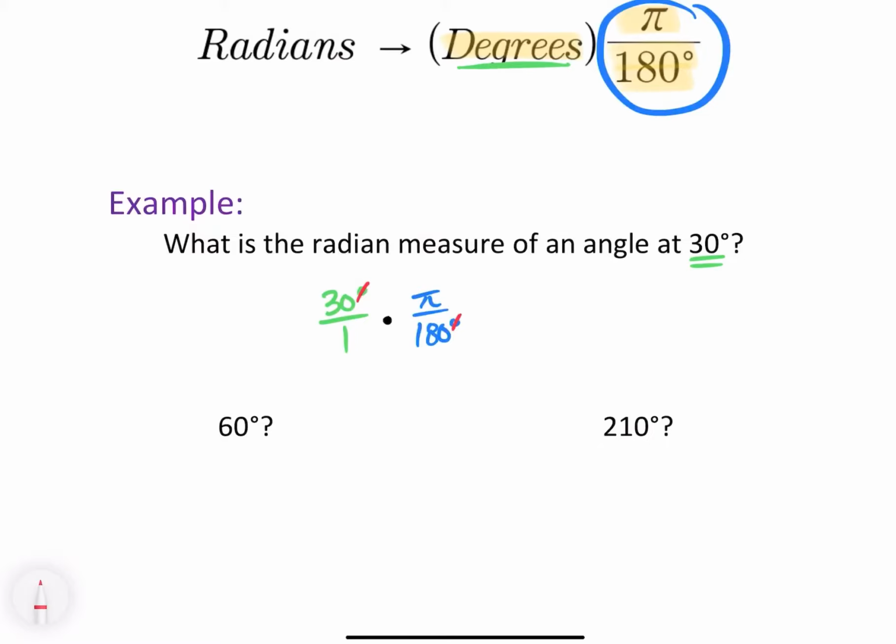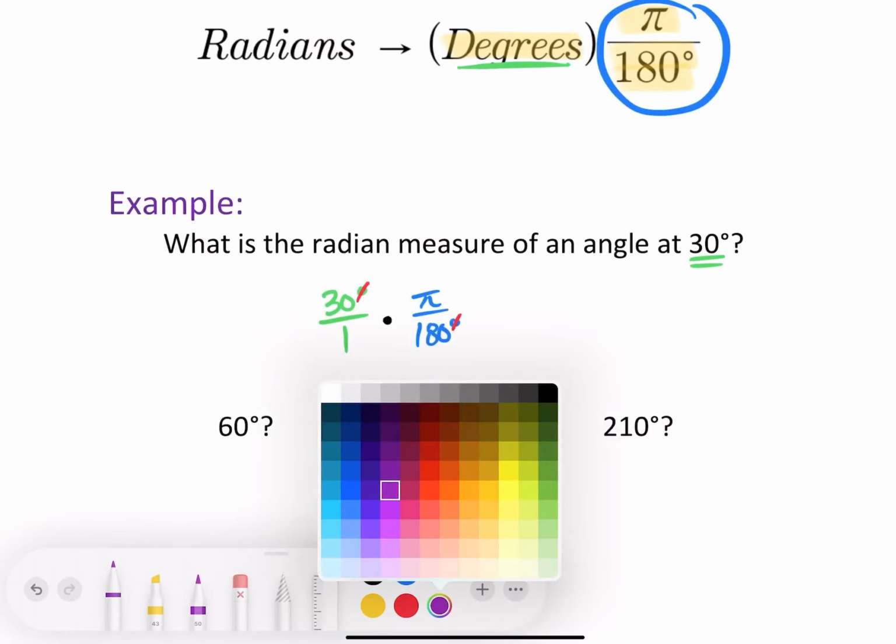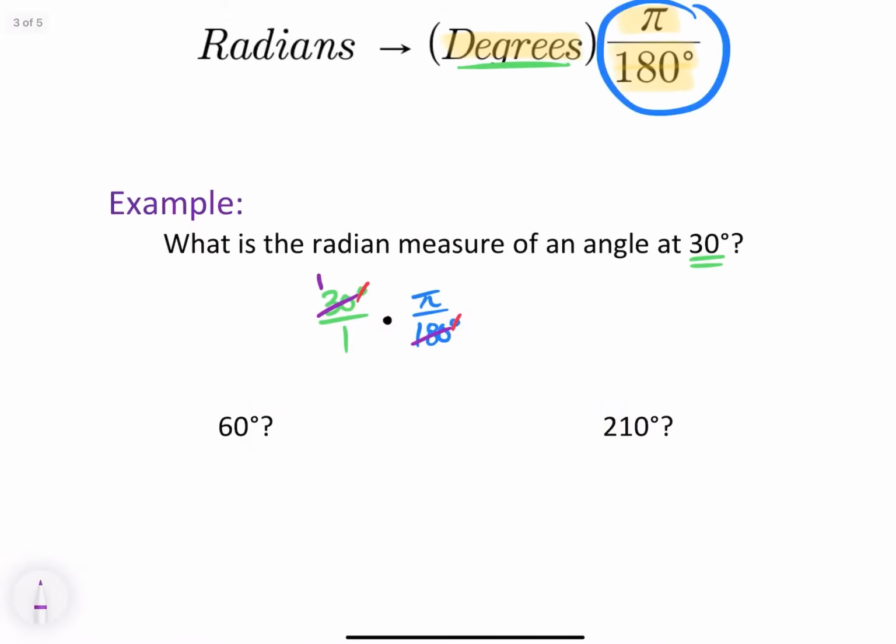So I know 180 can be divided by 30. So now that 30 and that 180 will cancel each other out. I'm just going to go ahead and change the color here. So the 30 and the 180: the 30 becomes a 1, and 180 divided by 30 becomes a 6. So now if we multiply straight across, 1 times pi is pi, and 1 times 6 is 6. So 30 degrees will have a radian measure of pi over 6.